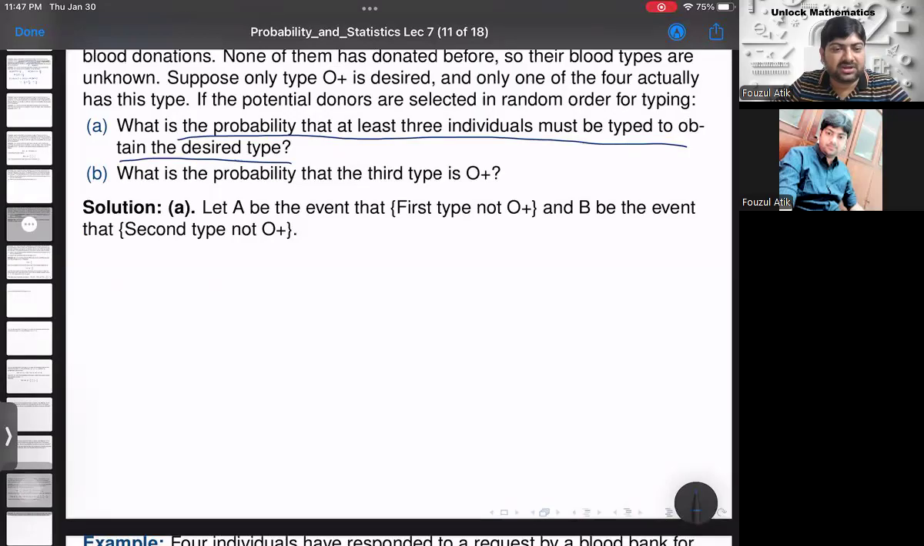Then only will you go for the third one. At least third means A and B should happen. After that, we don't know. We may get it in the third step or in the fourth step. So A and B both should happen. So in this case, we have to find the probability of A intersection B.